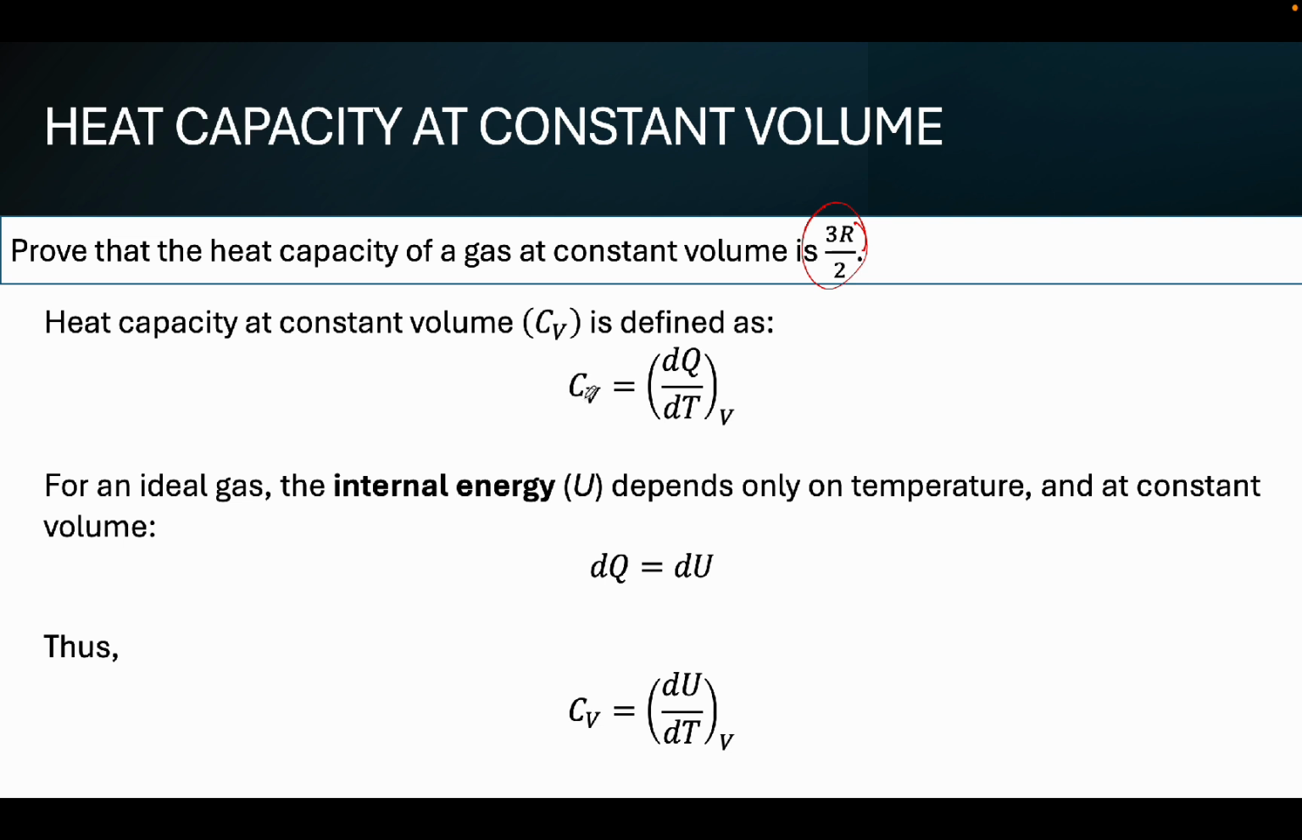So, CV is defined as dQ over dT, or the change in the heat over the change in temperature. Now, for an ideal gas, by the way, the internal energy U depends only on temperature. So, it means that at constant volume, the change in the heat is equal to the change in the internal energy. So, if we substitute this instead of dQ, we have CV is equal to dU over dT, or the change in the internal energy over the change in temperature.